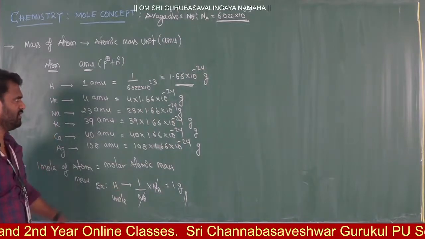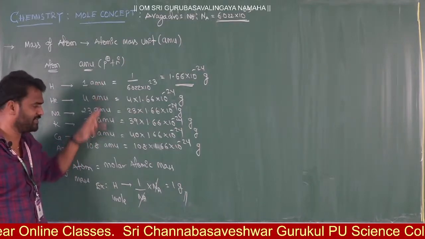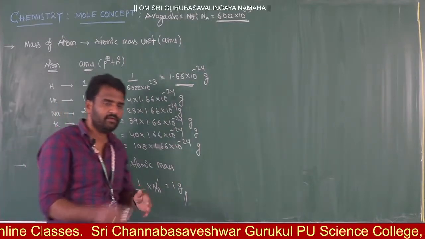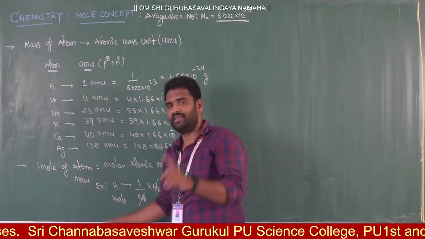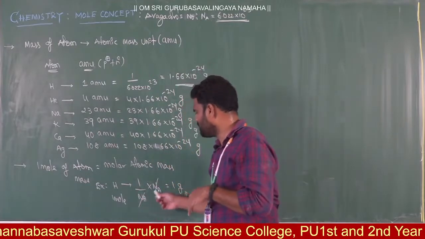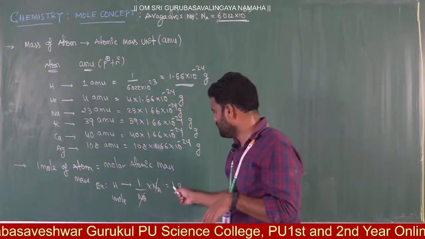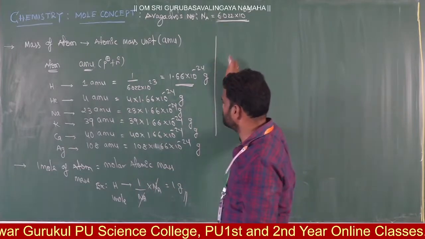Very simple. Instead of AMU, if you write gram, that is equal to the molar atomic mass of atoms, meaning the weight of Avogadro number of atoms in grams. You will get it in grams. The Avogadro number gets cancelled, then you get 1. This is for hydrogen. In the same way, you can take it for other atoms also.